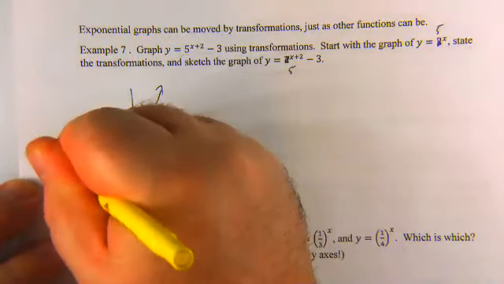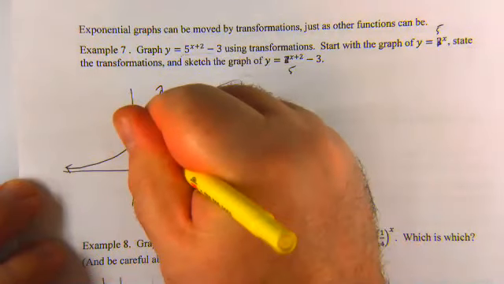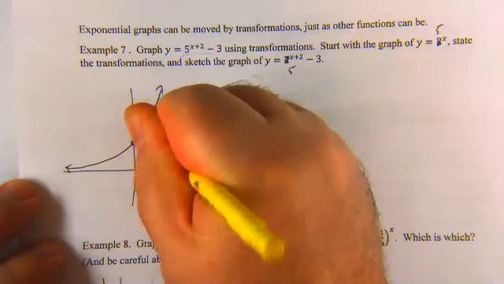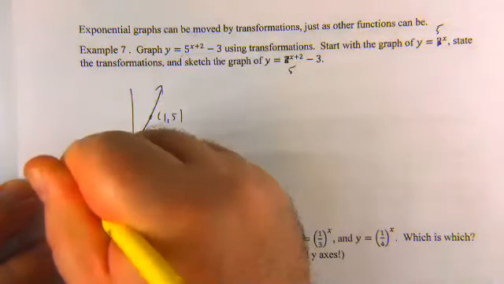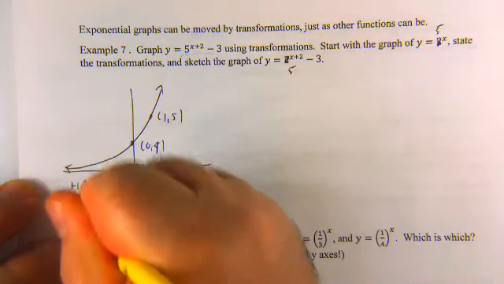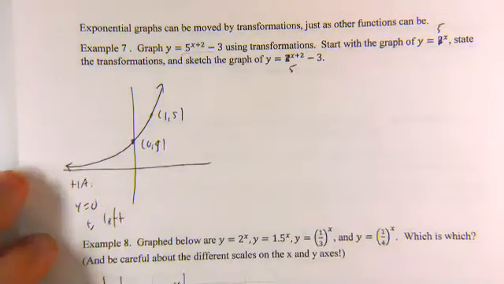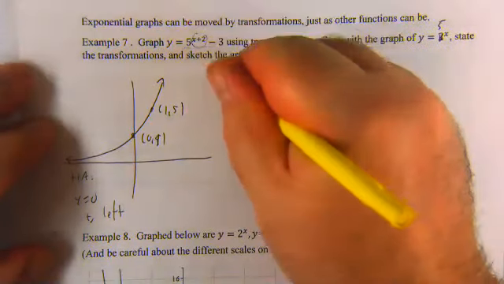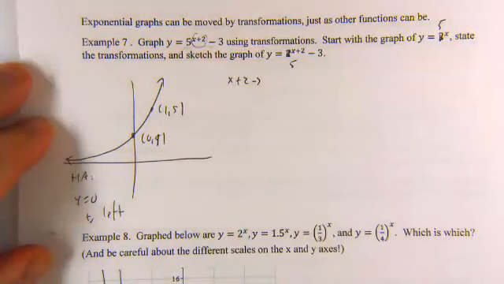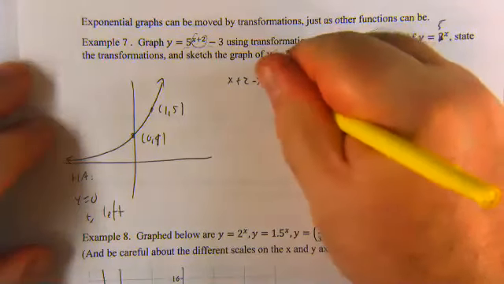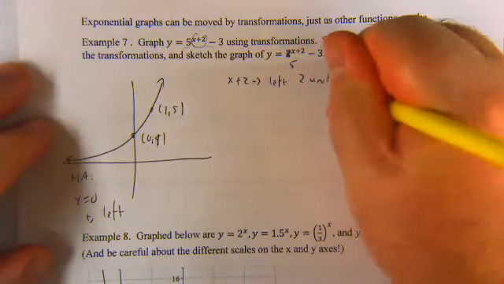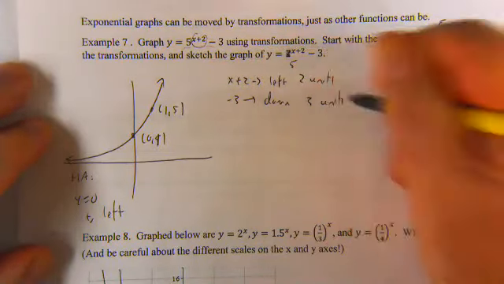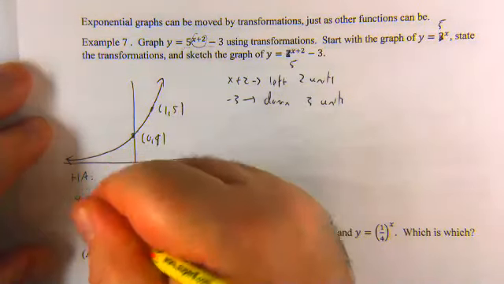What does that look like? It looks like your basic graph. Goes through the point (0, 1), goes through the point (1, 5), horizontal asymptote y equals 0 to the left. So what do my transformations do? X plus 2 means we're moving it to the left 2 units. Minus 3 is down 3 units. So we want to know, where do my points and my horizontal asymptote go?